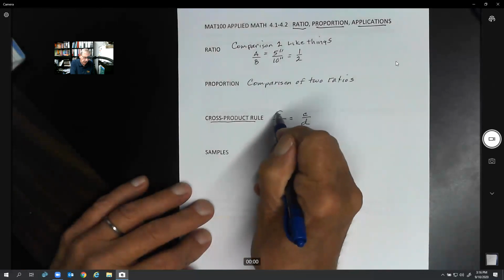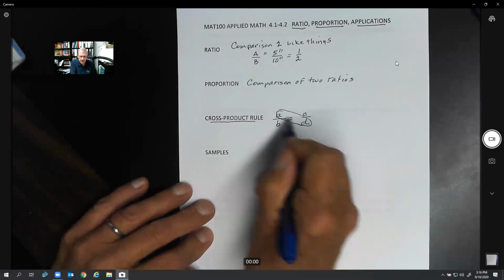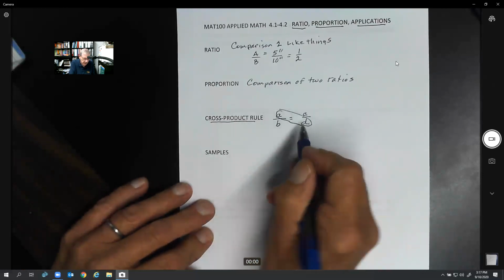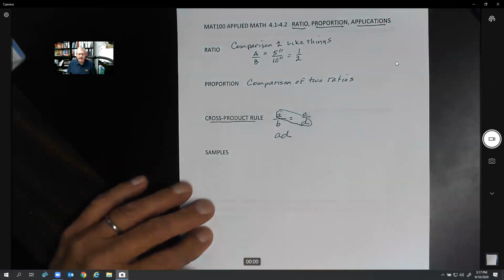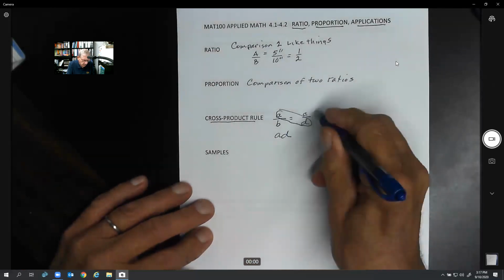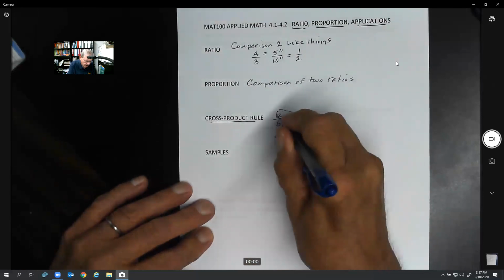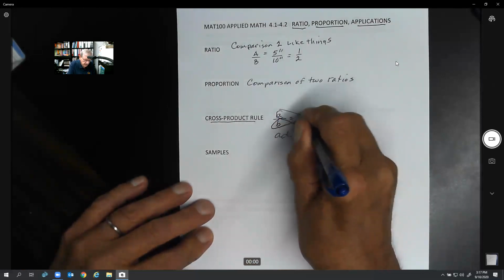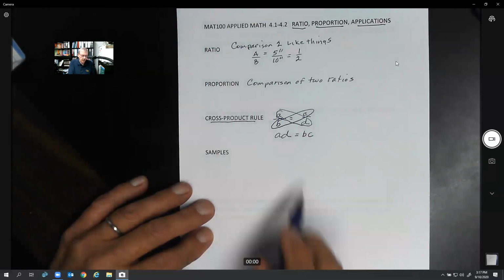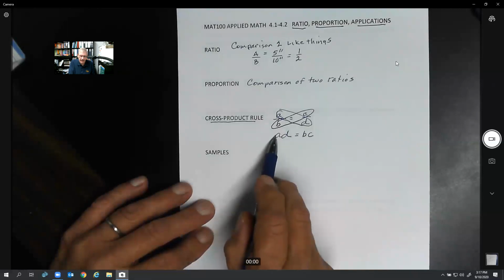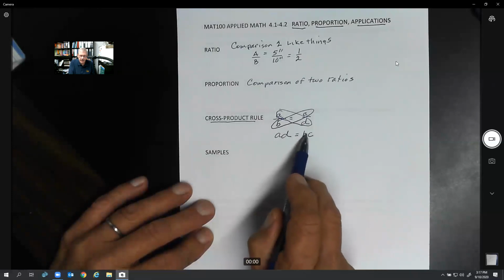What we're going to do is multiply the two numbers that are down. These are called the extremes, and we're going to multiply these two extremes together, A times D. We can write it like that, AD. And then we're going to multiply the other diagonal, which are called the means, which is B times C, BC. So the product of the extremes, A times D, is equal to the product of the means, B times C.